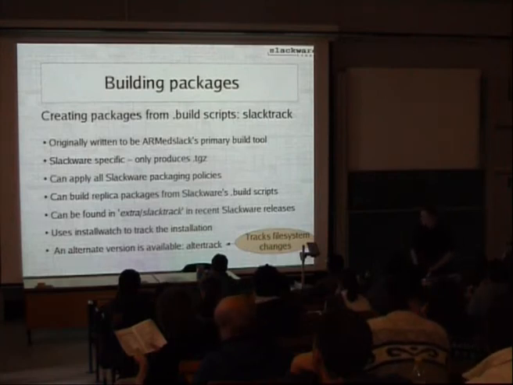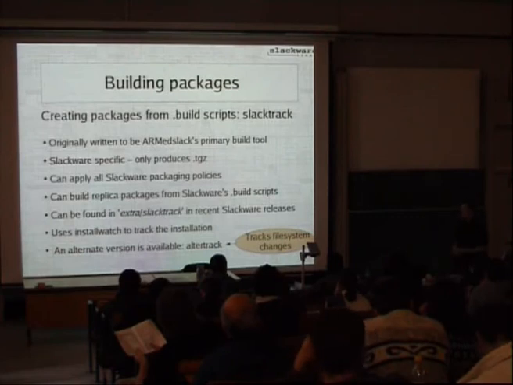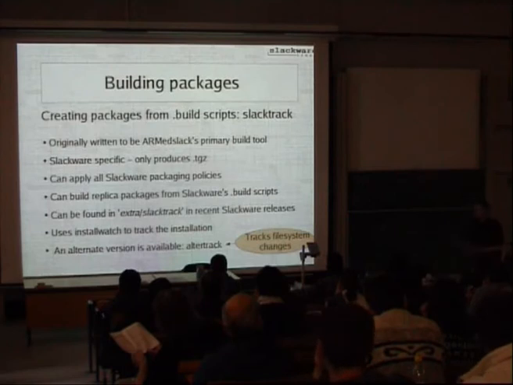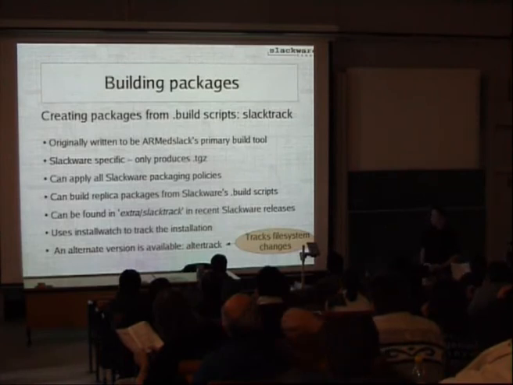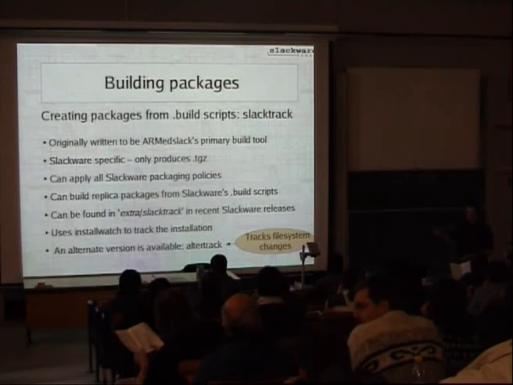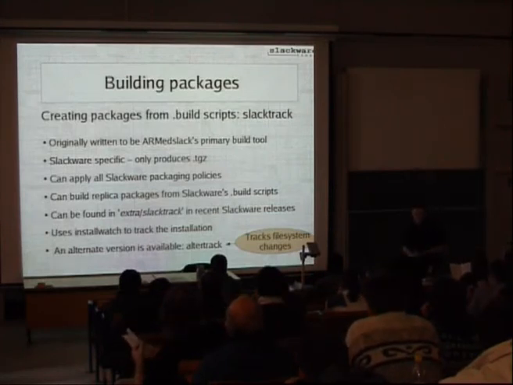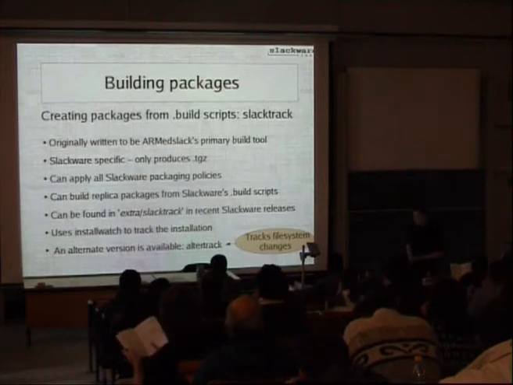Slacktrack does have a whole host of options, and it's not only just to build packages from Slackware scripts, you can easily build your own packages, just basic simple things. There are still a whole number of options, such as it can help GPG sign your package, it can find hard links in the package, because remember we shouldn't have any hard links in a Slackware package. And you can also do other things.